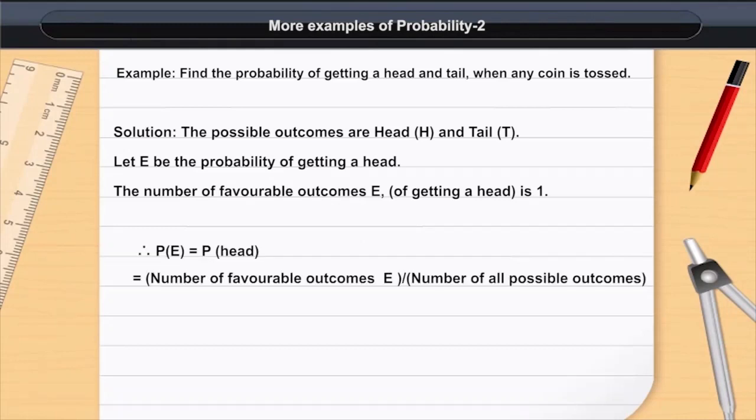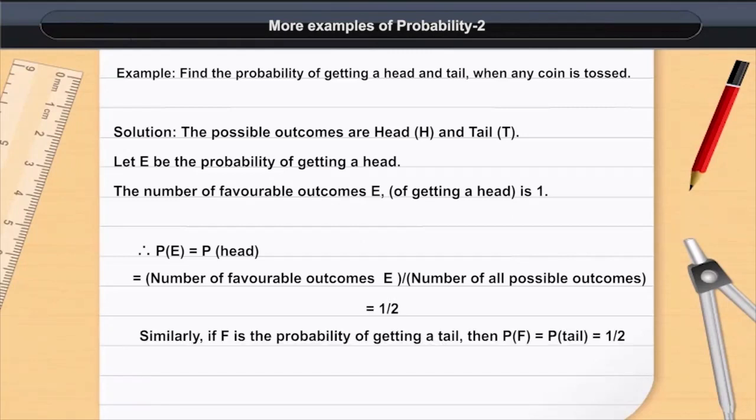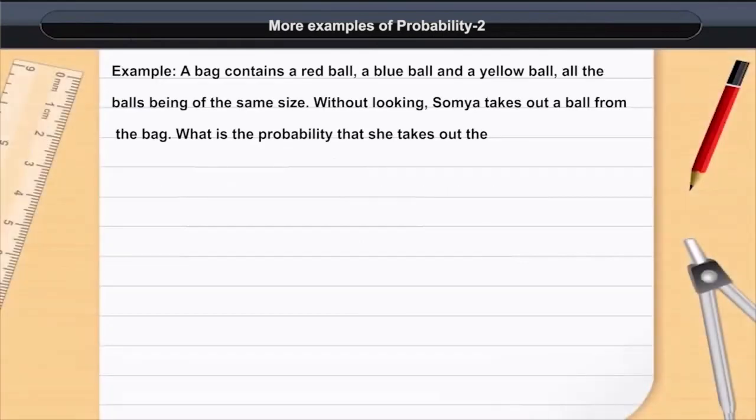Therefore, P(E) = P(head) = number of favorable outcomes to E divided by number of all possible outcomes = 1/2. Similarly, if F is the event of getting a tail, then P(F) = P(tail) = 1/2.